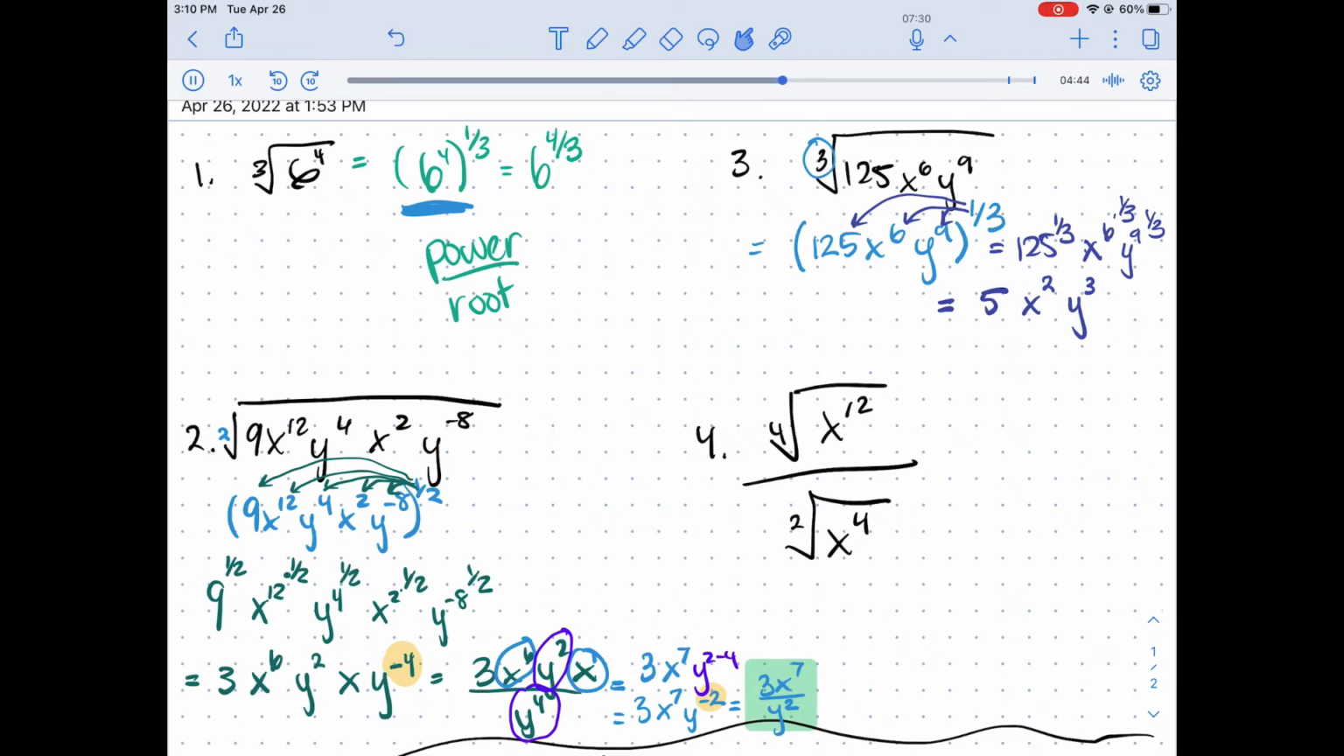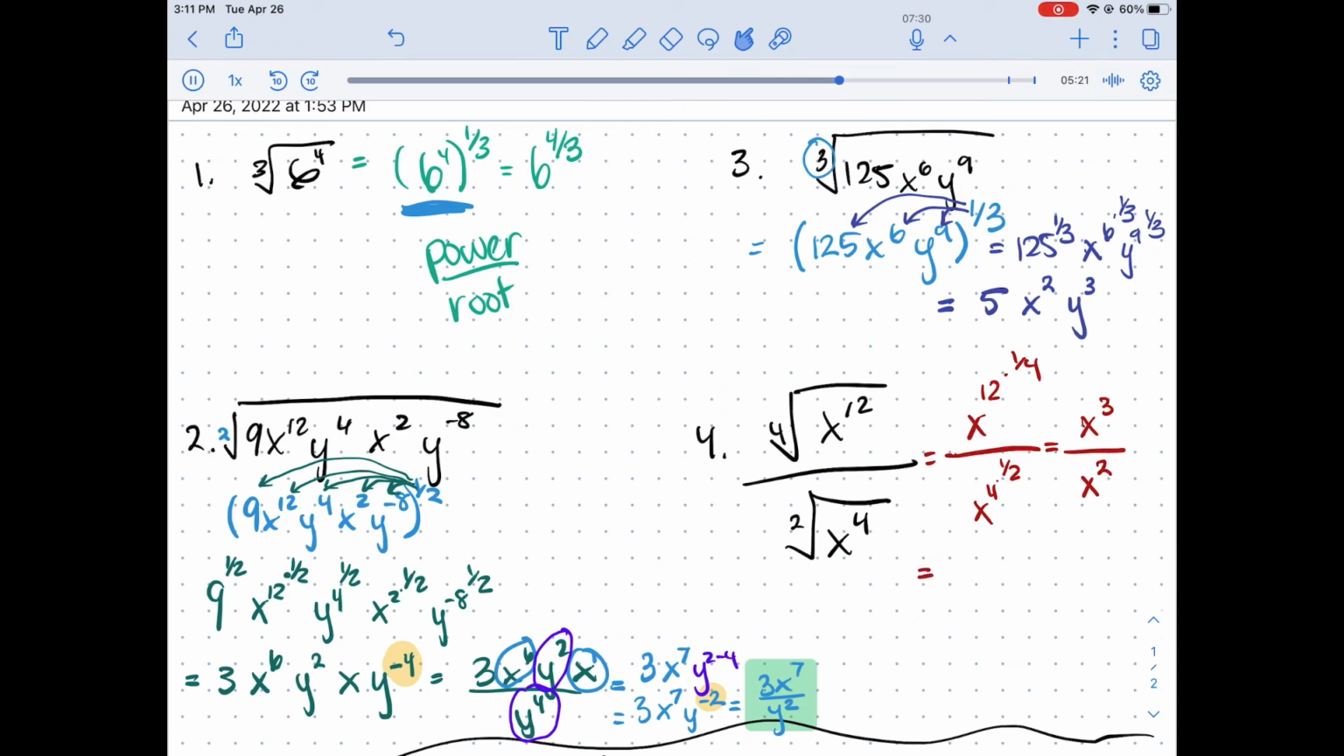All right. Now let's look at number 4. I see my 4th root. I can rewrite this as an exponent, x to the 12th to the 1/4. And then in the denominator, I have the square root, so I'm going to have x to the 4th to the 1/2. Power to power rule says I multiply exponents, so 12 times 1/4 is 12 fourths. 12 divided by 4 is 3, so my exponent is 3. And then in the denominator, 4 divided by 2 is 2.